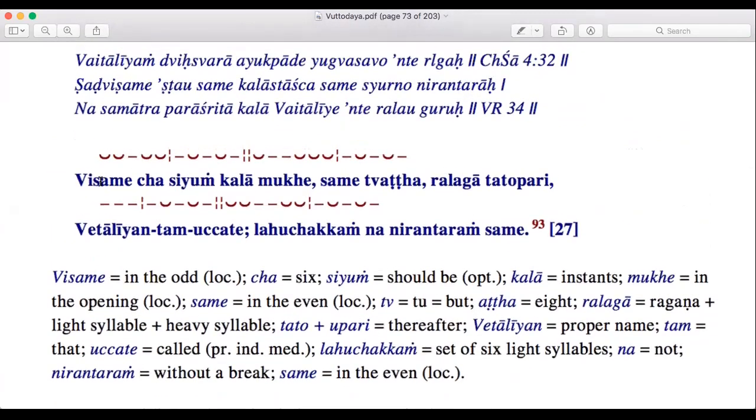Visama, we learned that Visama means odd. Visama is the Pāli word for odd, and Sama is the Pāli word for even. So there are odd numbers and even numbers. 1, 3, 5, 7, 9, they are odd numbers. 2, 4, 6, 8, 10, 12, they are even numbers. So Visama Pada means odd line. That means first line and third line. Samapada means even line, second line and fourth line.